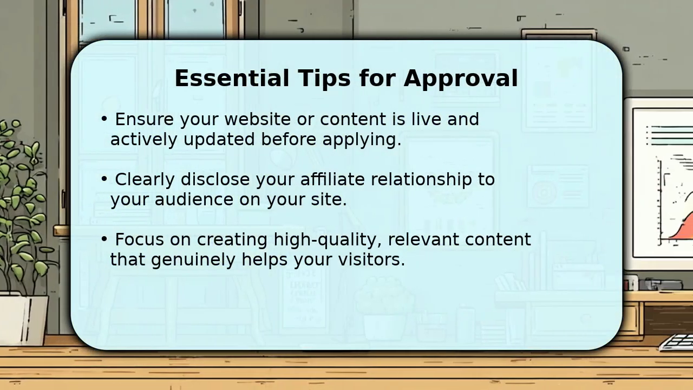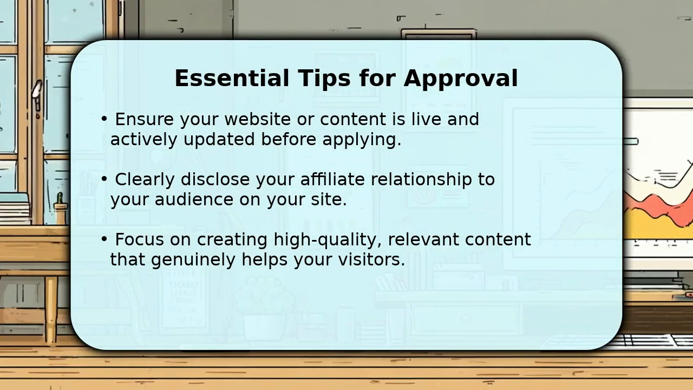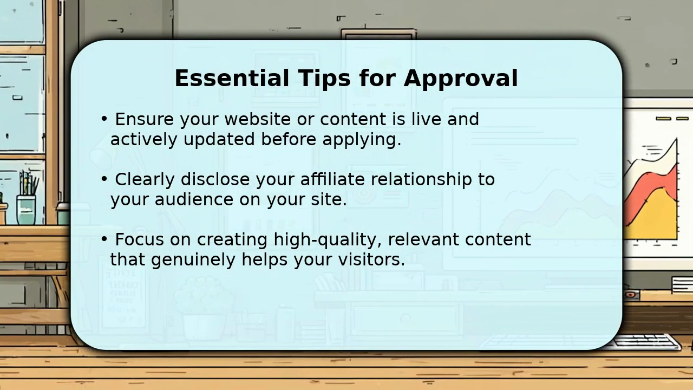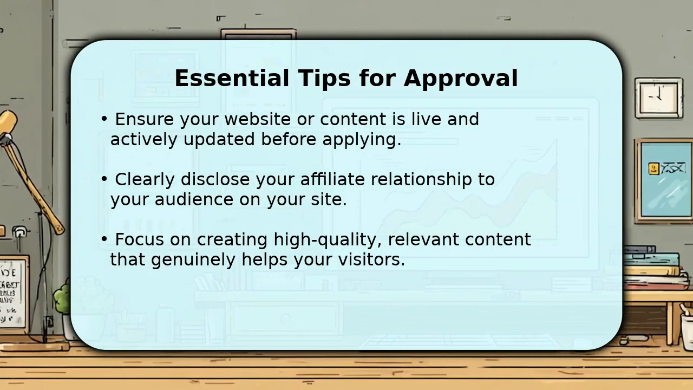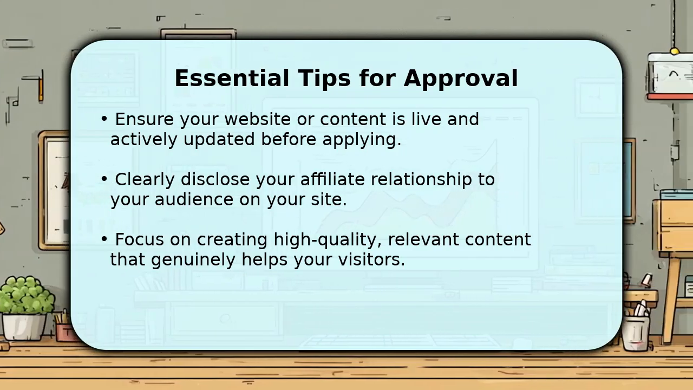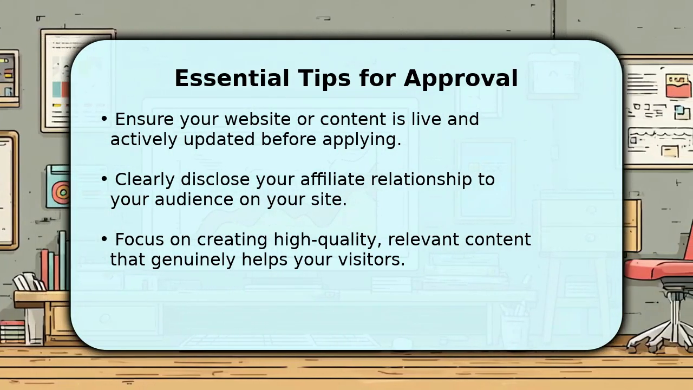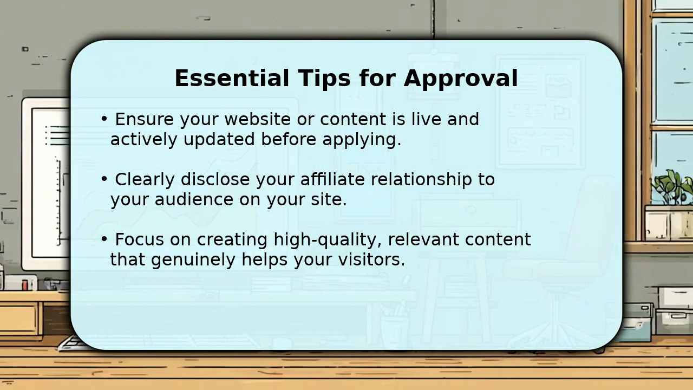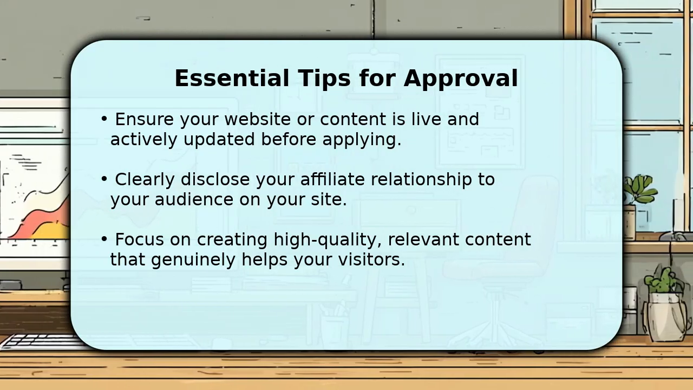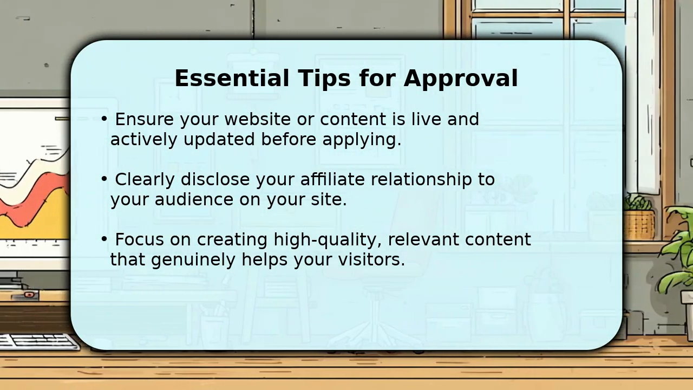To increase your chances of approval, always maintain an active, high-quality website or app. Amazon looks for valuable content that adds to the customer experience. Make sure your affiliate disclosure is prominently displayed on pages containing Amazon links, as this is a strict requirement. Consistently producing original and helpful content will demonstrate your long-term commitment. Following these guidelines helps you present a strong application.